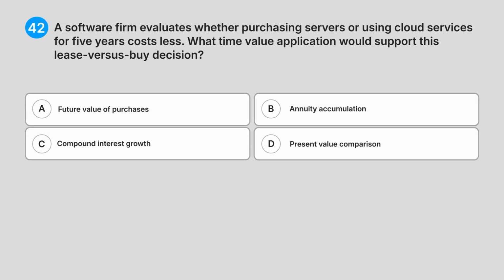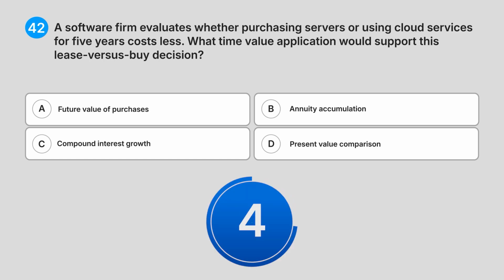42. A software firm evaluates whether purchasing servers or using cloud services for 5 years costs less. What time value application would support this lease versus buy decision? A. Future value of purchases. B. Annuity accumulation. C. Compound interest growth. D. Present value comparison. Do you know the answer?